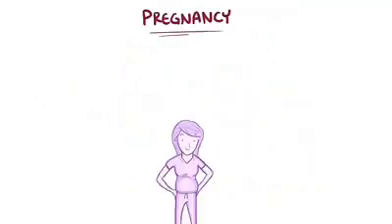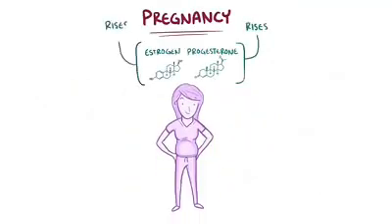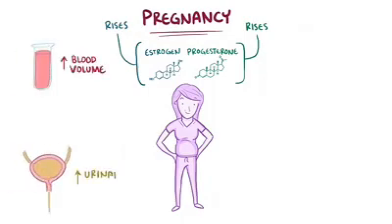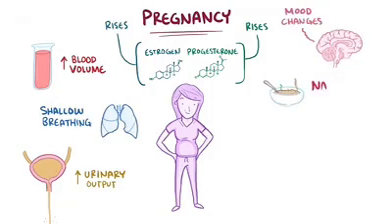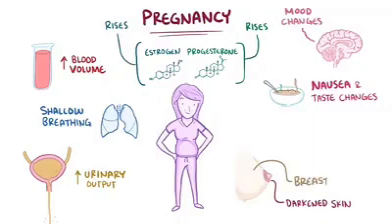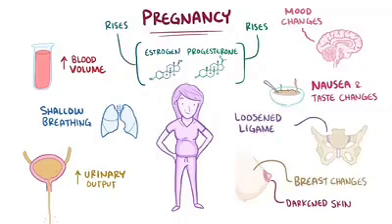Alright, as a quick recap. During pregnancy, both estrogen and progesterone rise, which causes a bunch of changes in nearly every organ system. There's an increase in blood volume, increased urinary output, shallow breathing, mood changes, nausea and changes in taste, darkening of the skin, breast changes, and loosening of the ligaments. It's good to keep in mind, though, that all of these things help prepare for the delivery of a healthy, tiny human.